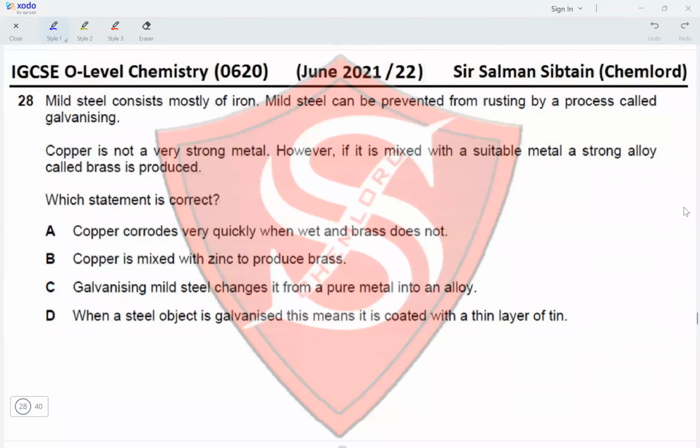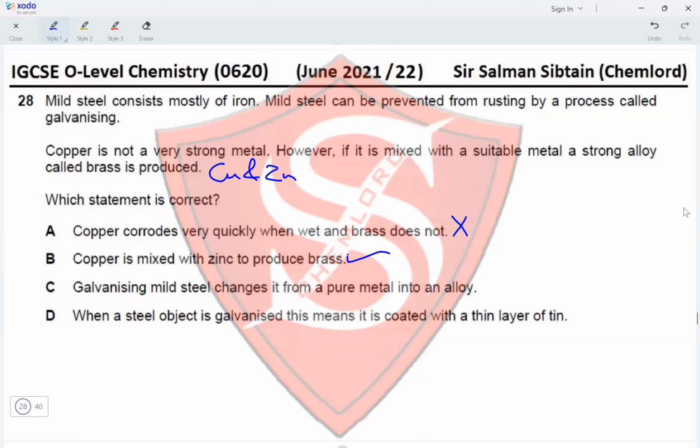Question 28. Mild steel contains mostly iron. Mild steel can be prevented from rusting by a process called galvanizing. Copper is not a very strong metal. However, if it is mixed with a suitable metal, a strong alloy called brass is produced. Brass is an alloy of copper and zinc. Which statement is correct? Copper corrodes very quickly when wet and brass does not. No, brass contains copper and zinc both. And compared to copper, zinc is more reactive, so it will corrode more quickly than copper. Copper is mixed with zinc to produce brass.